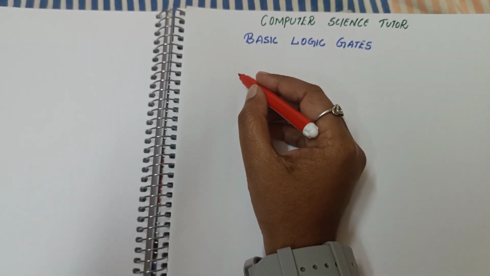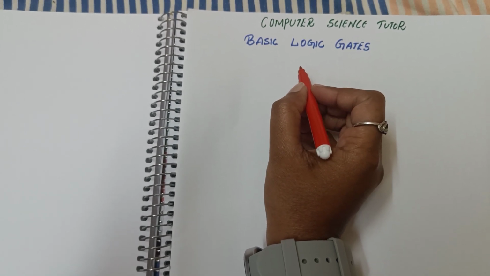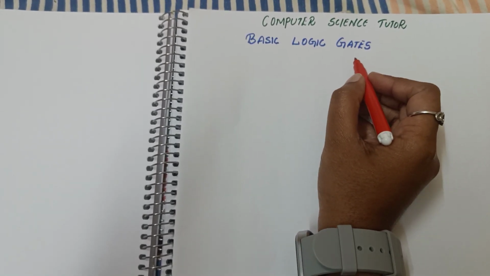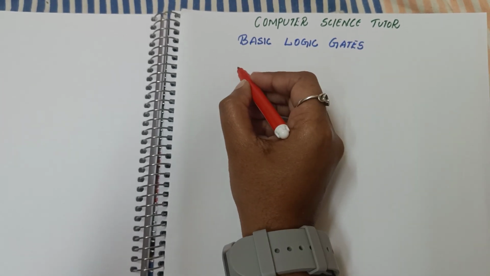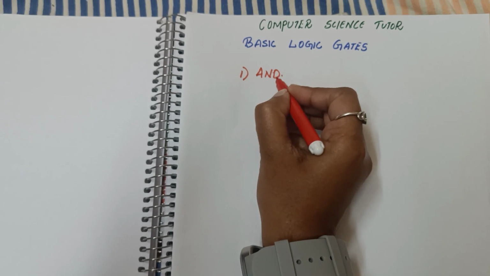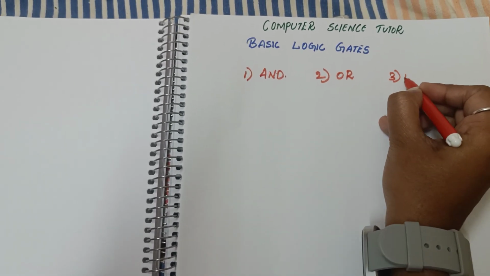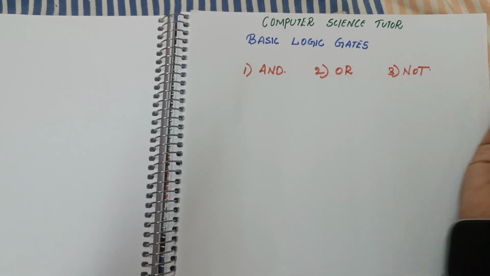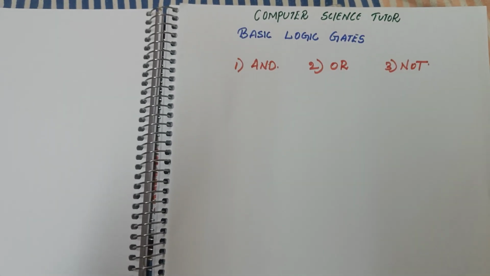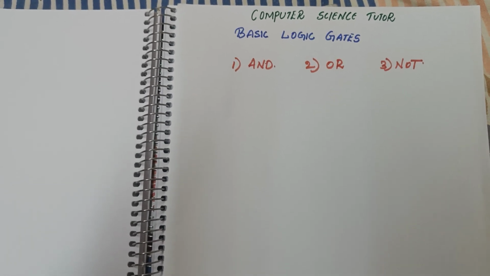Today I'm going to explain basic logic gates. So basic logic gates, there are three types of basic logic gates. First type is AND gate, OR gate, NOT gate. There are three types of logic gates: AND, OR, NOT. So then let us know one by one in detail.